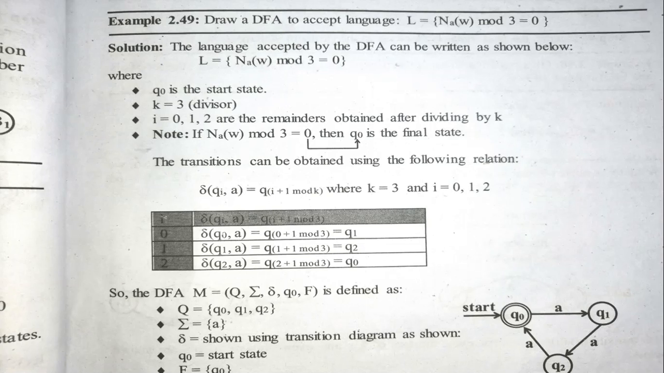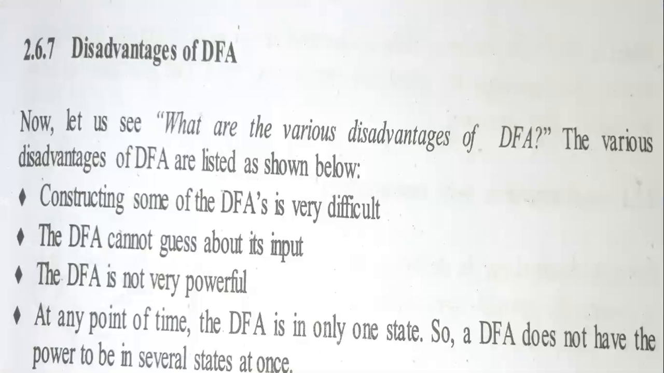So one last topic we are left with is the disadvantages of the DFA, because of which we are moving towards the NFA, non-deterministic finite automata. All the disadvantages that we are observing on your screen will be solved under NFA. Constructing some DFAs is very difficult. We don't have much flexibility when comparing the DFA to the NFA.